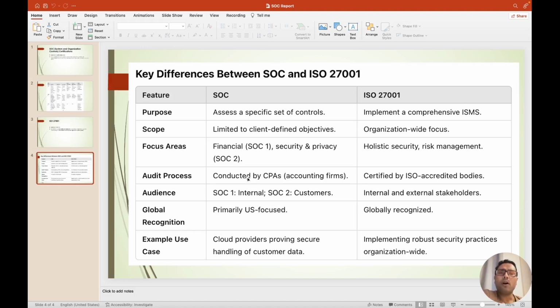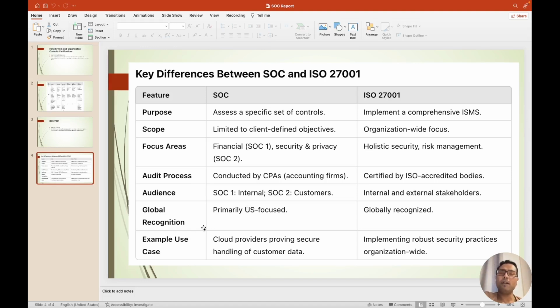Generally the SOC audit is conducted by accounting firms who are certified SOC auditors. But in the case of ISO 27001, it is conducted by ISO certification bodies and those who are ISO 27000 lead auditors. The audience for SOC 1 is internal. For SOC 2, the audience is your customer or client, and for SOC 3 it is the general public. But for ISO 27001, it is for internal and external stakeholders. That means the interested parties are the audience.